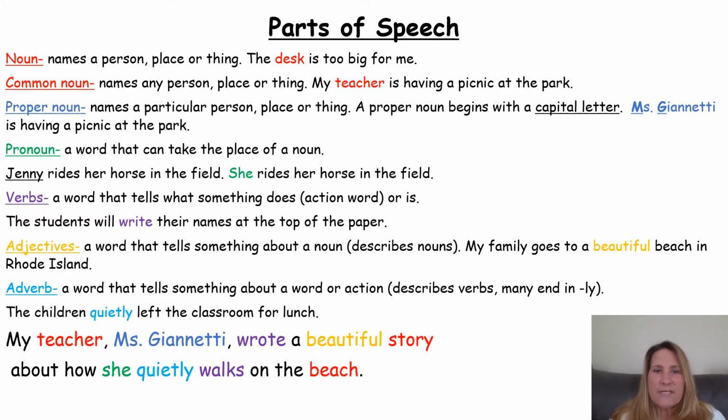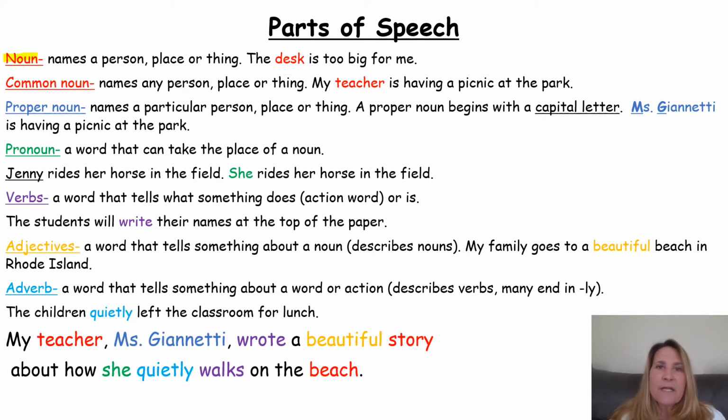Before we begin, I just want to go over the parts of speech. The parts of speech are how words are used in a sentence, and you've heard these before. I am not showing you all of the parts of speech. There are some that are not here, but these are the ones that we use most of the time and the ones that you will see today. So first you have a noun. A noun names a person, place, or thing.